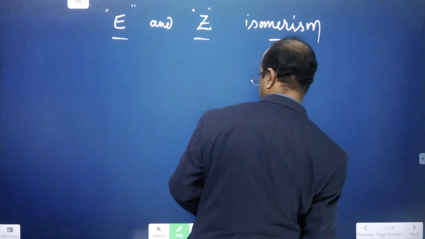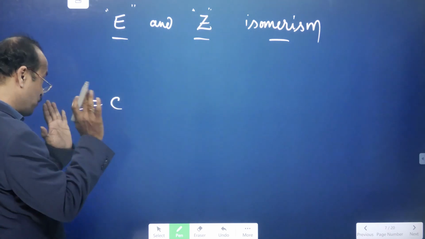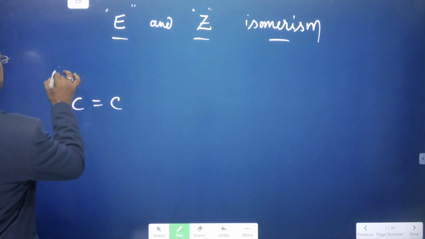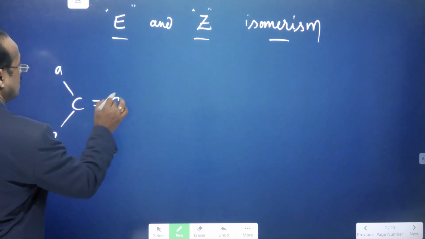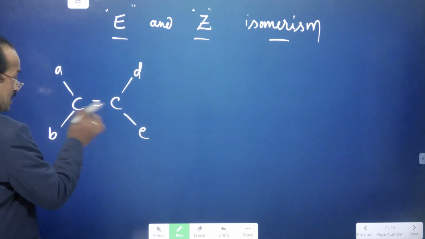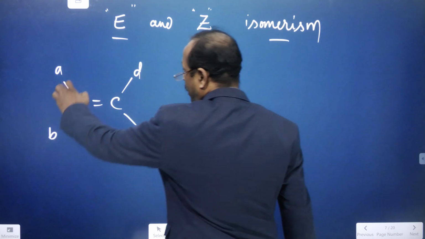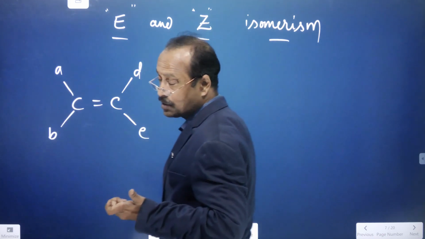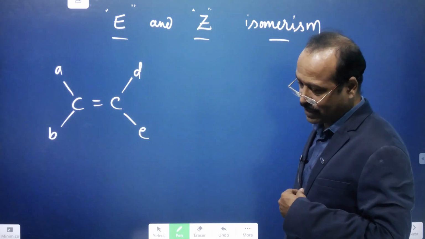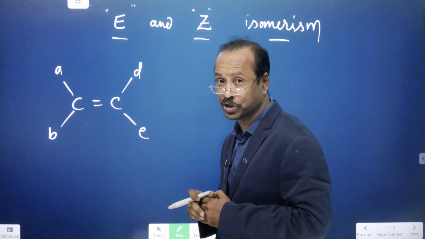But imagine that they have different groups. For example, a general example: C double bond C, where A is connected here, B is connected here, and on the other carbon D is connected and E is connected. So what is the meaning? This is ethene with a double bond, but more substituent groups, 1, 2, 3, 4, are attached. They are highly substituted alkenes.